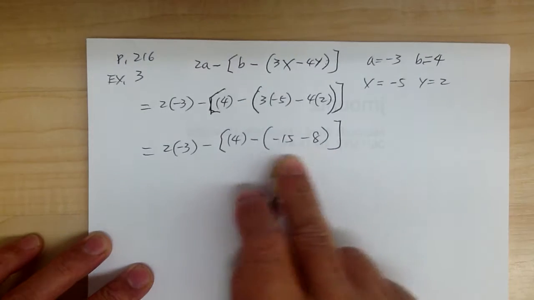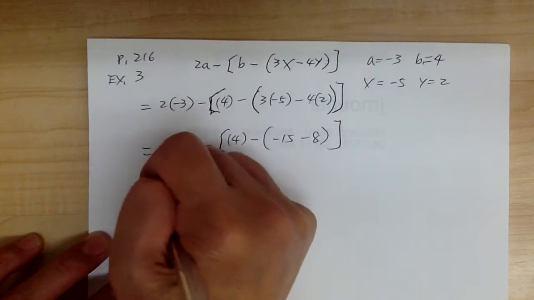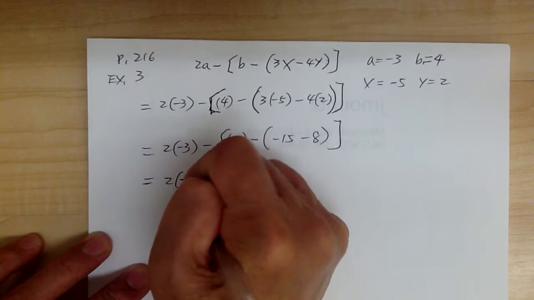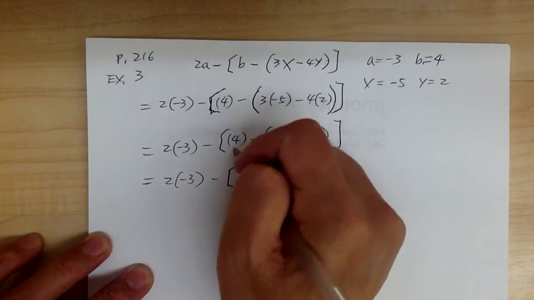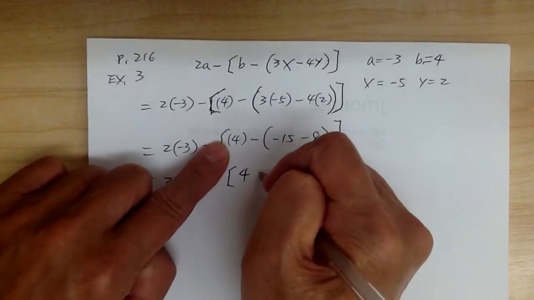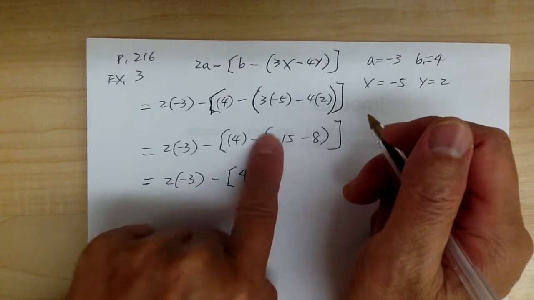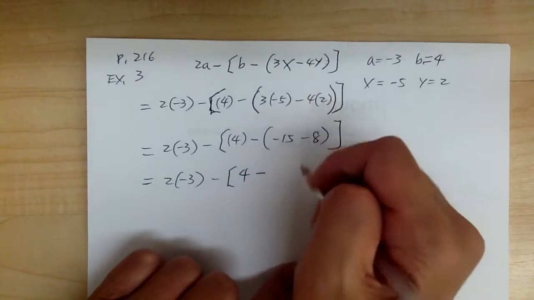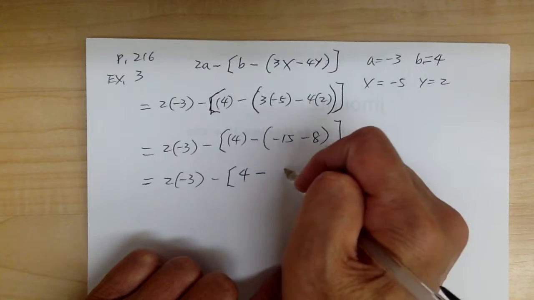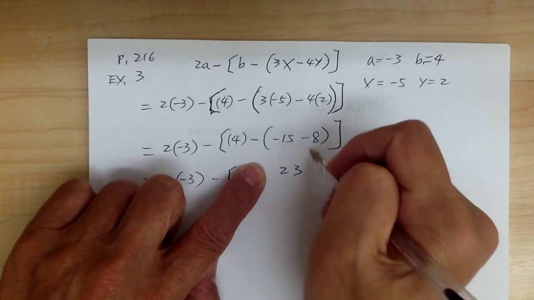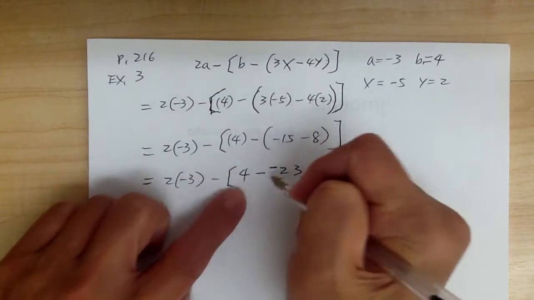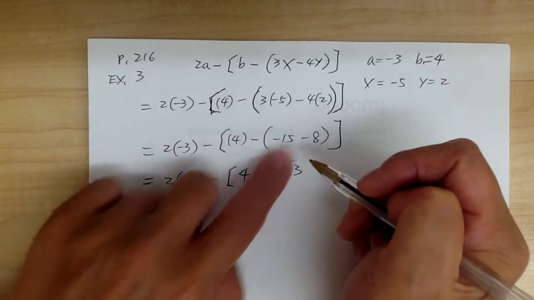Okay, so now again, you have to work out this parentheses first. So this is equal to 2 times negative 3 minus bracket. Now we can drop the parentheses inside. So minus, now negative 15 minus 8. So these are the same sign, right? Negative and negative. So you just add the numbers together, so it would be 23. And you have to follow the sign of that, so it would be negative. Now this negative comes from here. This negative comes from here.